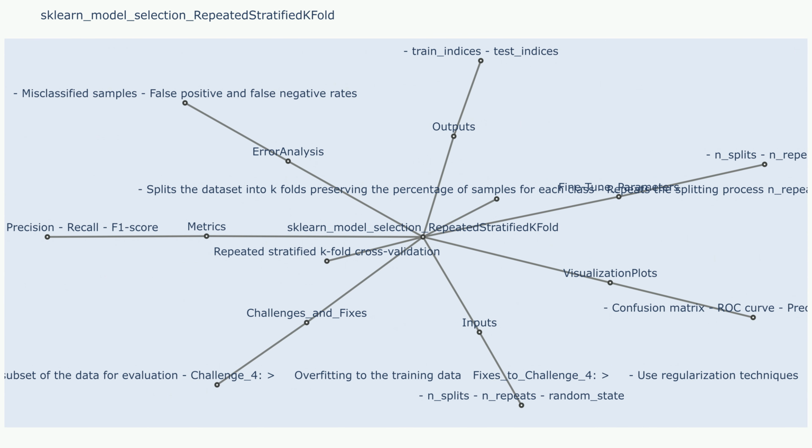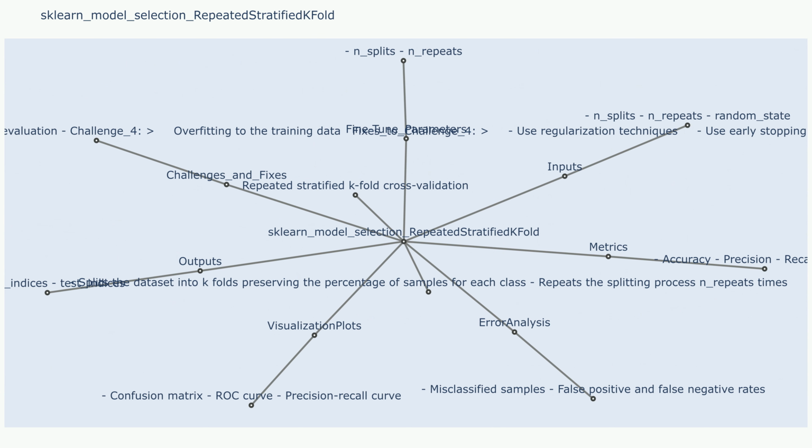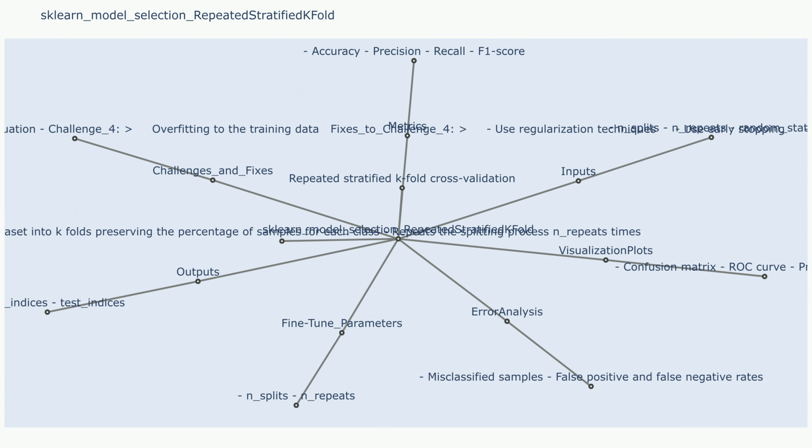Visualization plots: confusion matrix: a visual representation of the model's classification performance, showing the number of correctly and incorrectly classified instances for each class. Precision-recall curve depicts the trade-off between precision and recall at different classification thresholds. ROC curve plots the true positive rate against the false positive rate for different classification thresholds.